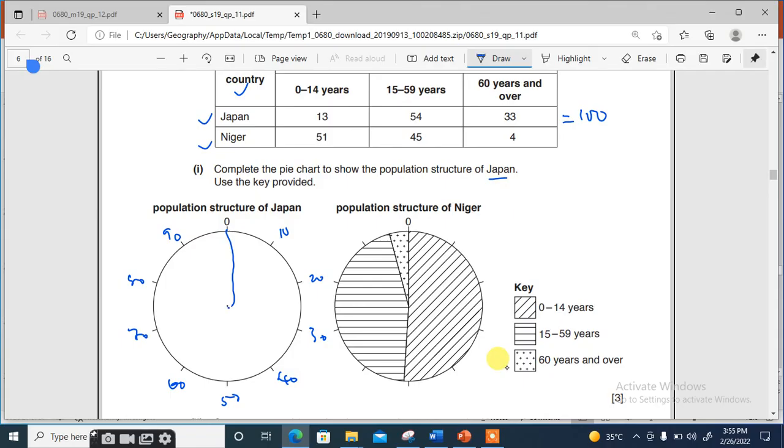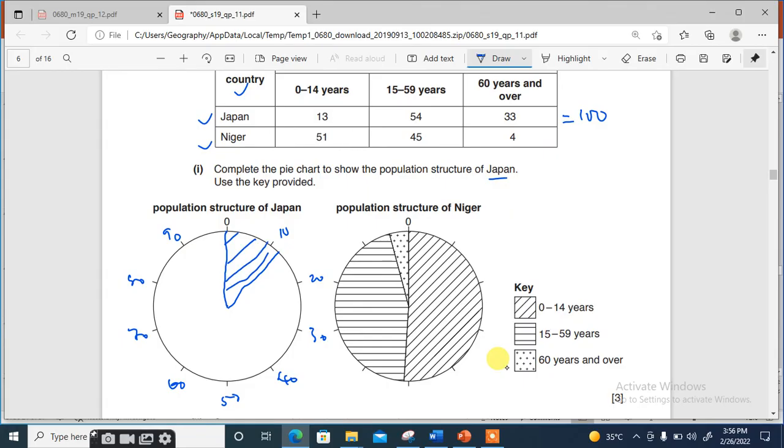Sorry, my hand is not steady. Let me try and see if I can make it straight. So I can have my 13 from this point up to 0, straight. If this is 10, obviously 13 will be somewhere here, and I just draw it, done with that.